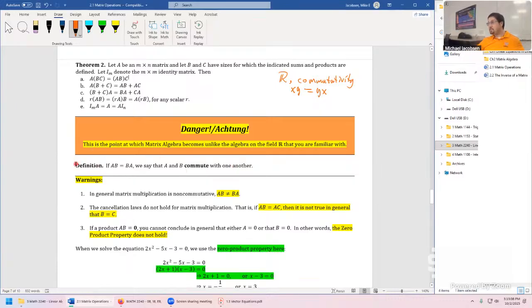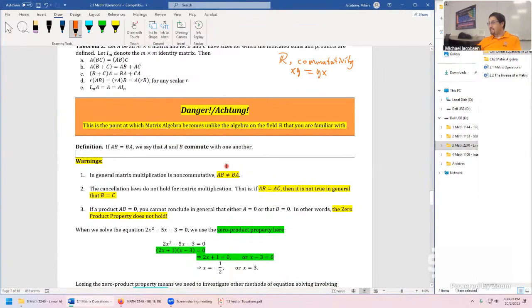So at this point, A times B equals B times A is special. When that happens, we say the matrices A and B commute with each other, but that's not something we can take for granted. That's a property that fails in general. So here are the warnings. A times B in general is not actually equal to B times A.